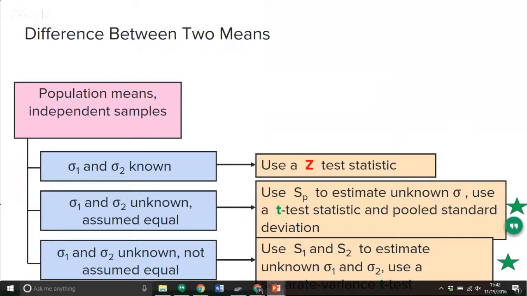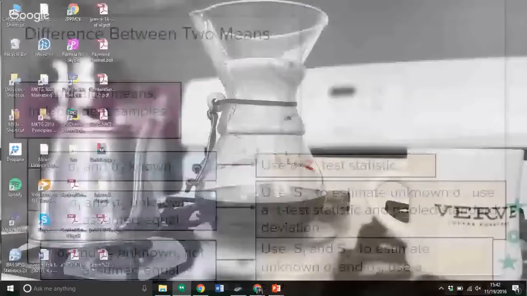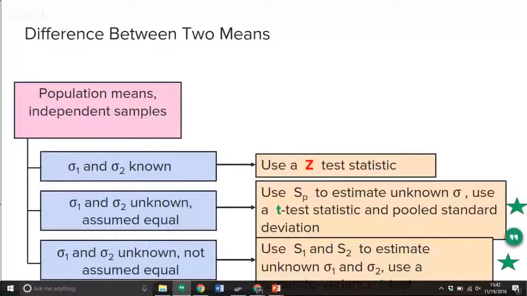Where you're looking for a difference between two means, we're with an independent sample test, okay? Again, if we know the standard deviations of the two populations, then we would use a z-test. Generally, we do not know the standard deviation. So in that instance, we would use an independent sample t-test.